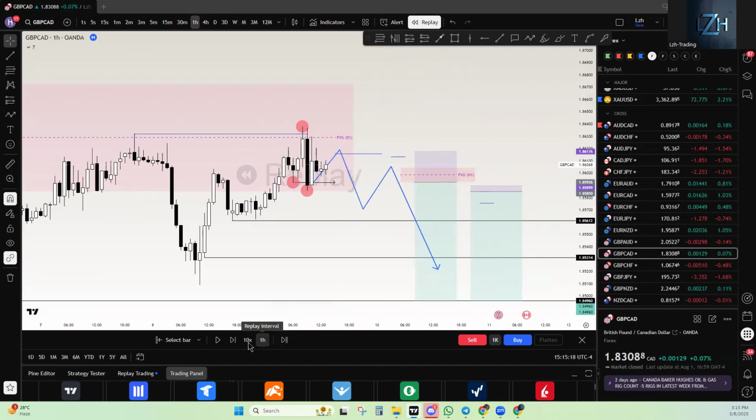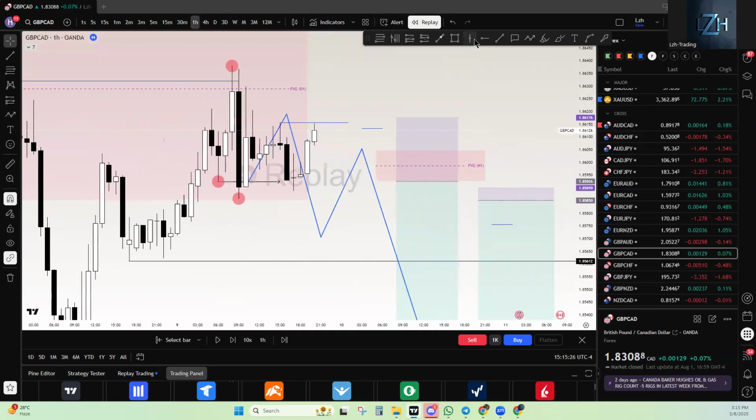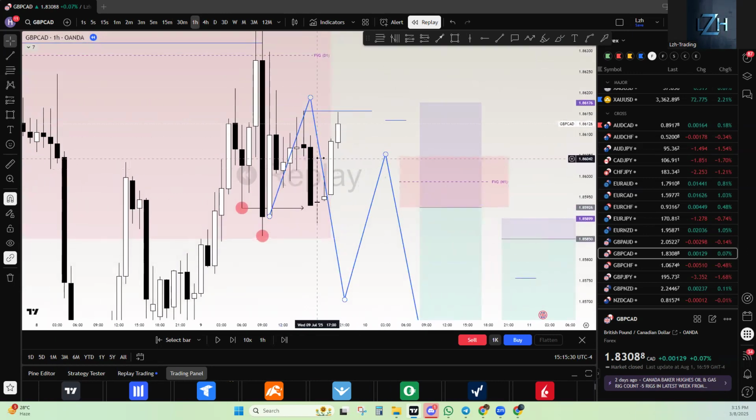So based on the hourly chart, let's see. Okay, even though this forms a fair value over here, a 1 hour fair value, look at the time here. It's 7 p.m. at night for EST. So that's just the opening of the Asia time.